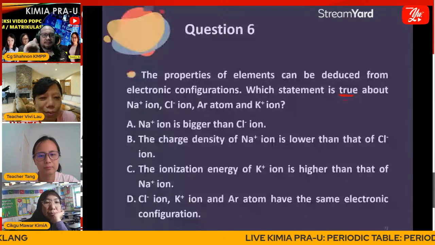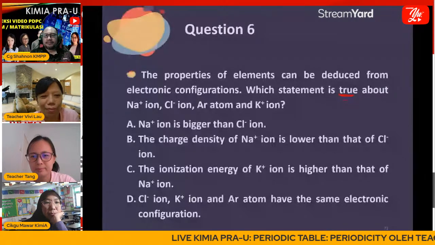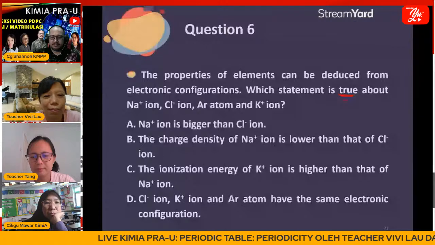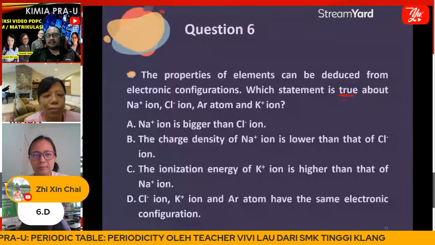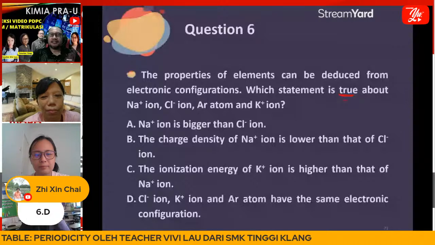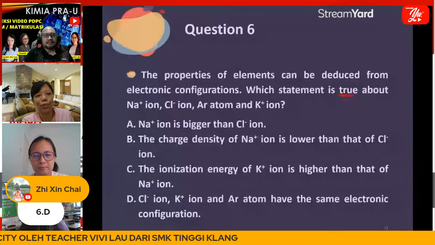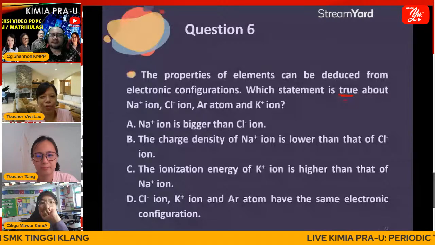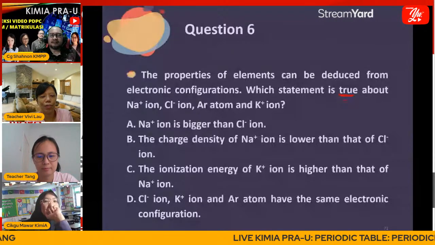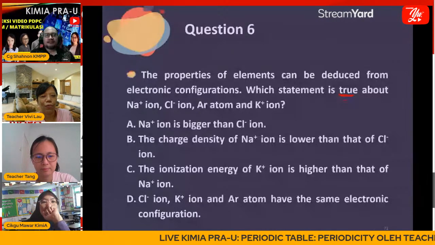Any answer? Not yet. Yes, D. Very good. The answer is D. Chloride ion, potassium ion, and argon have the same electronic configuration.